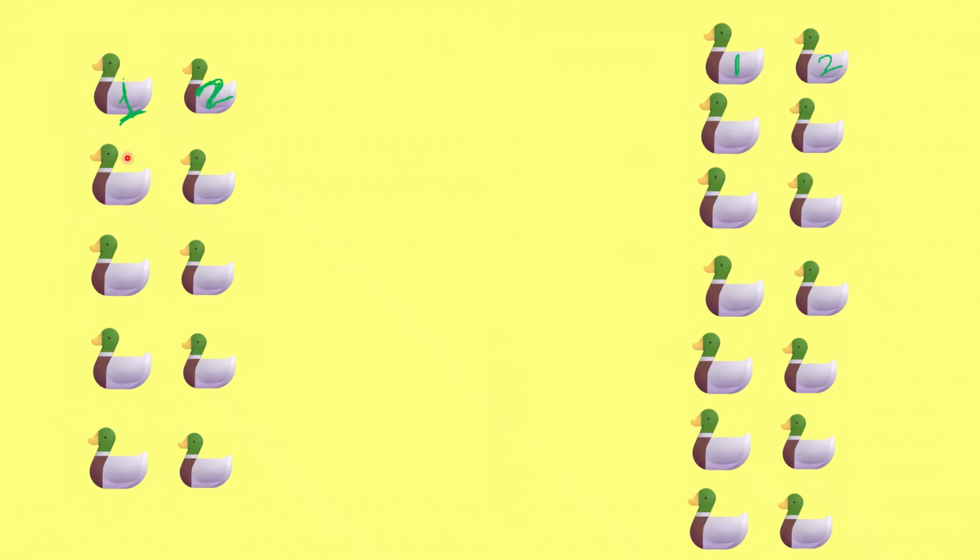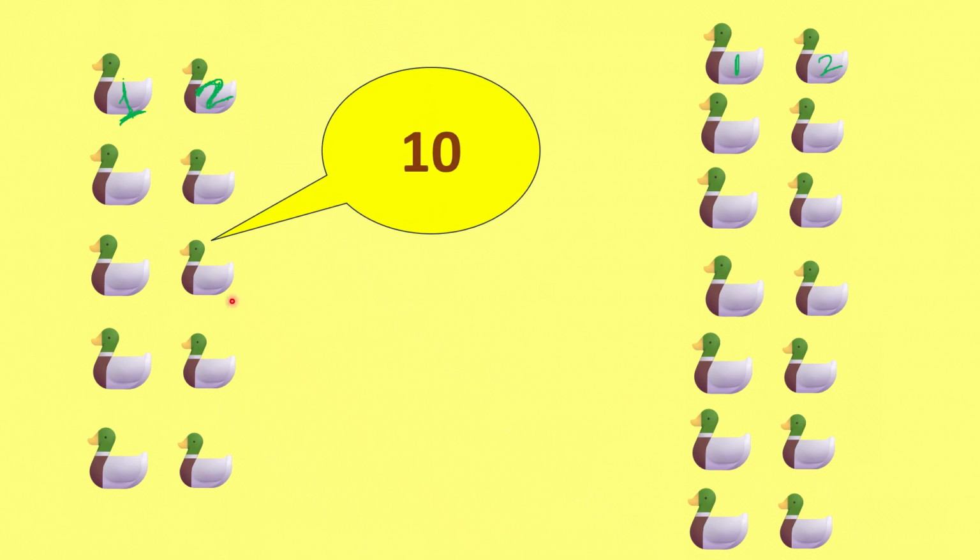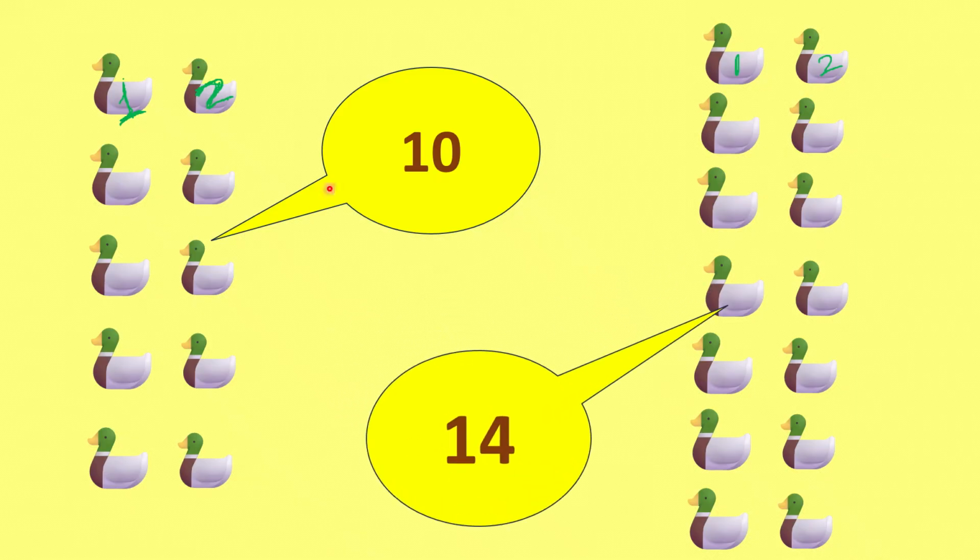So on one side, how many ducks are there? 10. Superb. We just give it a remark, which is 10. And on the other side it's 1, 2, 3, 4, 5, 6, 7, 8, 9, 10, 11, 12, 13, 14. So on the other side it's 14. Again we give a remark, which is 14. And for us it's easy to remember or recognize both sides. So one side is 10 ducks and the other side is 14 ducks. Clear? Okay, super. Now come on to the next one.